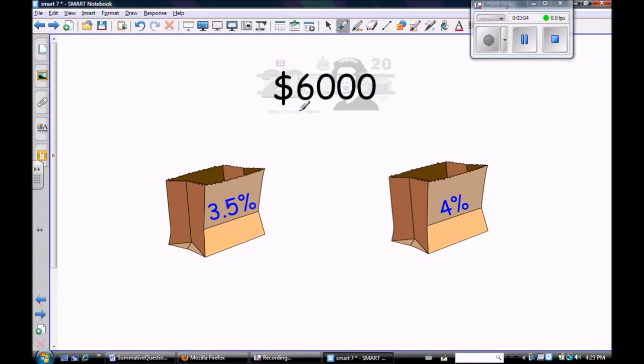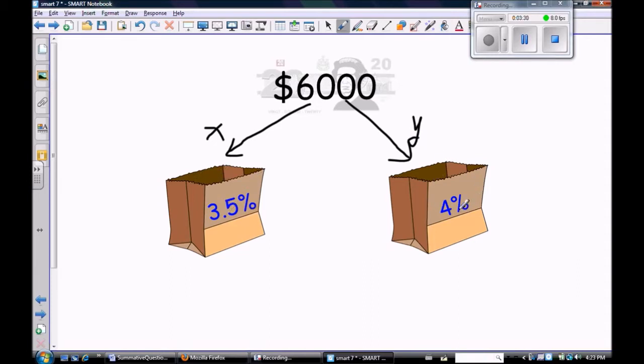We have $6,000 to split between these two accounts. So I put a paper bag here to represent putting money into an account. I like diagrams. So how much money does he put into this account? Well, we don't know, so let's call it X. How much money does he put into this account? I don't know. Let's call it Y. So he's going to put X dollars here and Y dollars here.